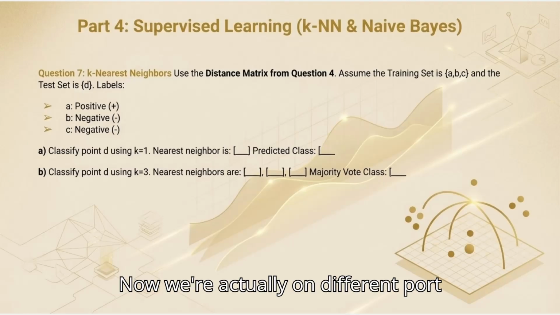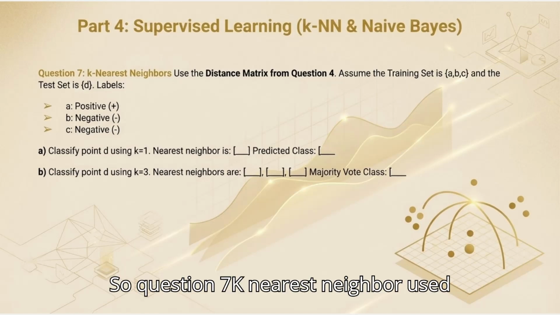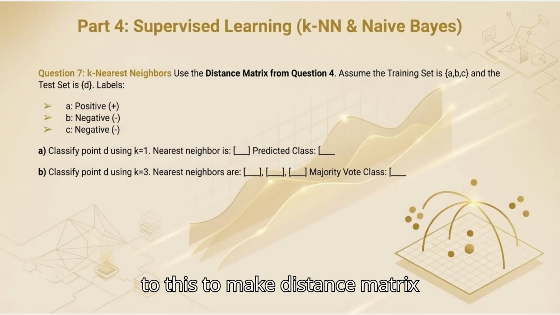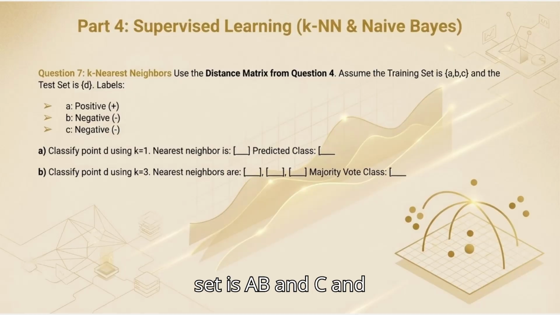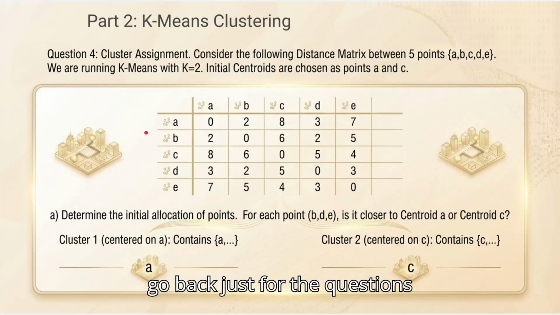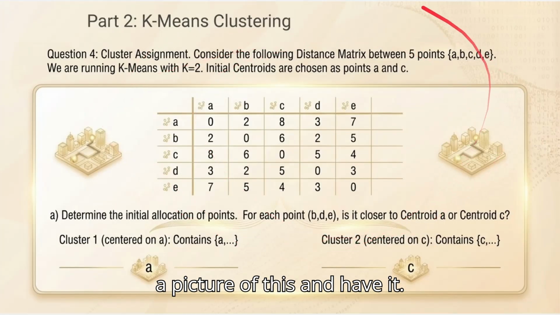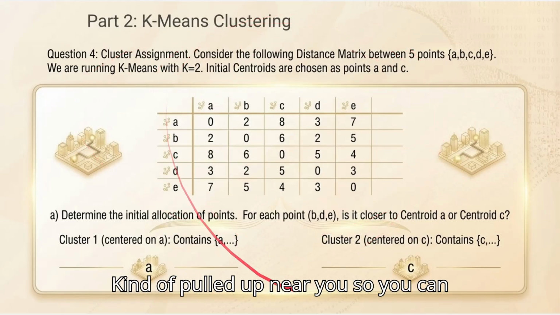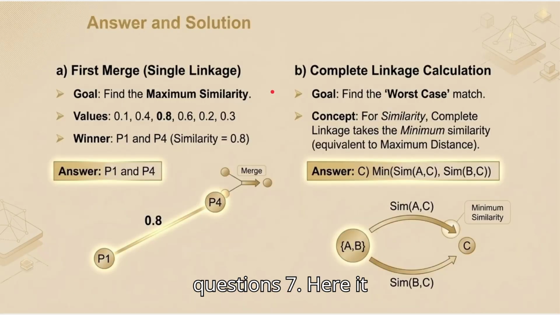Now we're on a different part, part 4, which is supervised learning. So question 7, K nearest neighbors. Use the distance matrix in question 4. Assume the training set is A, B, and C, and the test set is D. Labels are positive, negative, negative. I'll go back to question 4 for a second. Probably take a picture of this and have it pulled up near you so you can look at it while you're answering question 7.